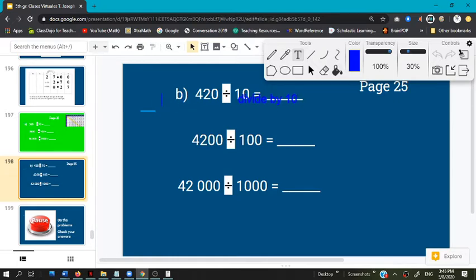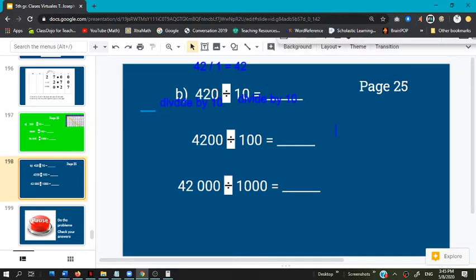And then we're going to do the same thing on the other side. 420 divided by 10 is going to give us 42. So in reality, we have 42 divided by 1, which gives us 42. Okay, our answer is 42. All right, 42 is our final answer.